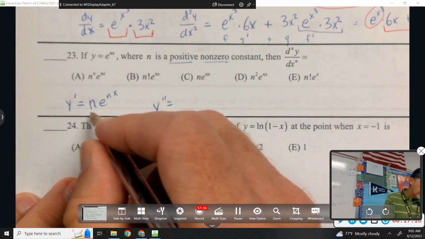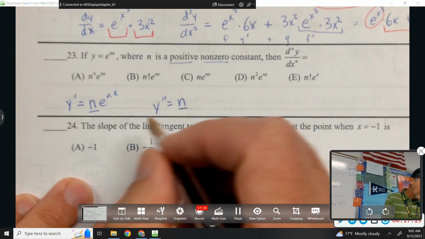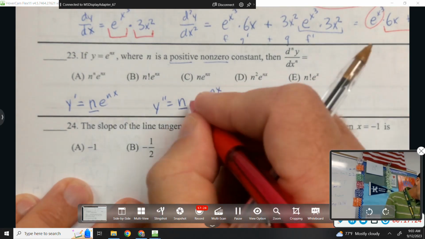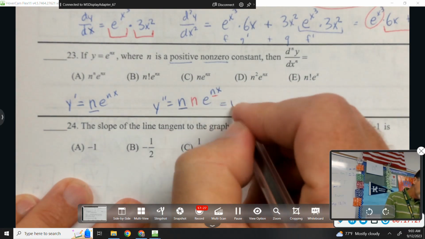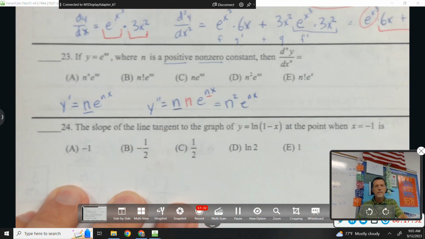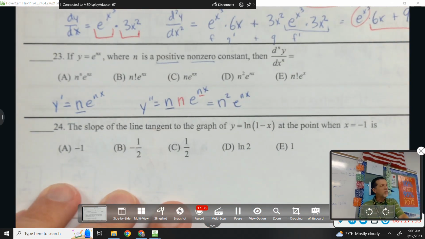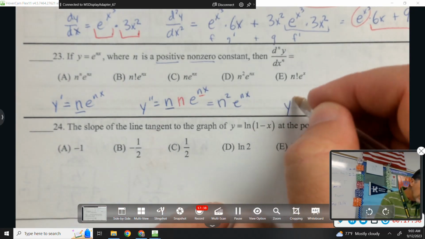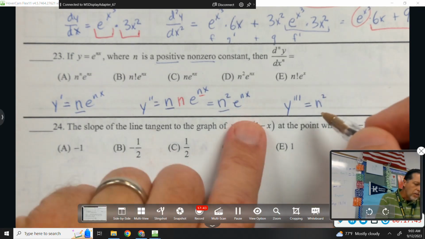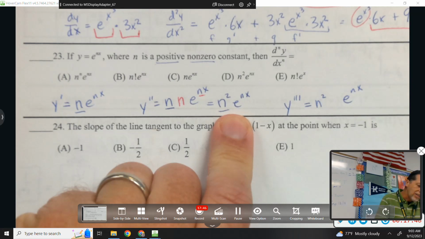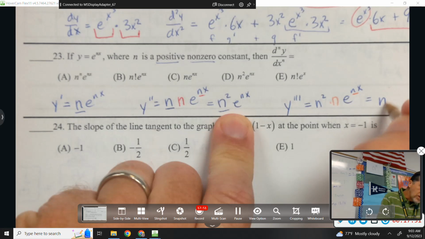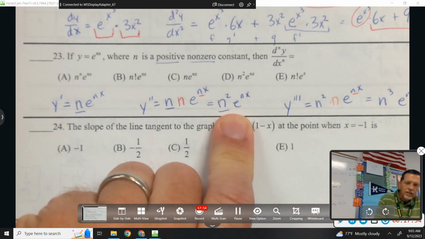Second derivative. So this n is still there, and then the derivative of e to the nx is e to the nx times n. So that's n squared e to the nx. Maybe you can see what's happening. Maybe we need to go one more. Third derivative. So I've got the n squared sitting there. The derivative of e to the nx is e to the nx, and then chain rule gives me another n. So n cubed e to the nx.